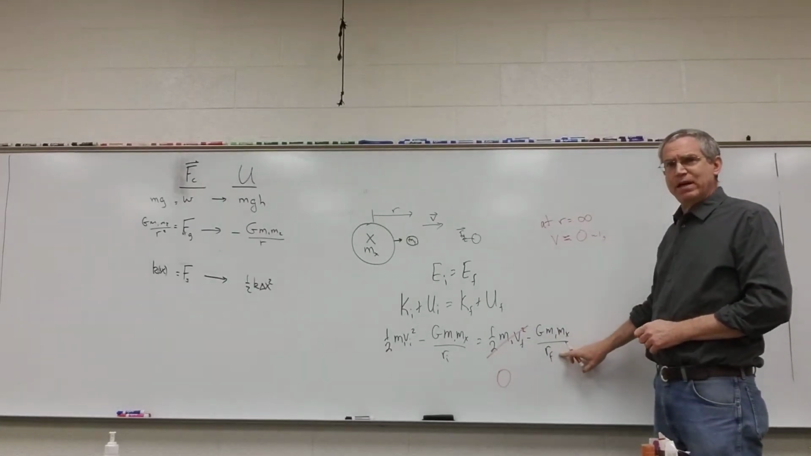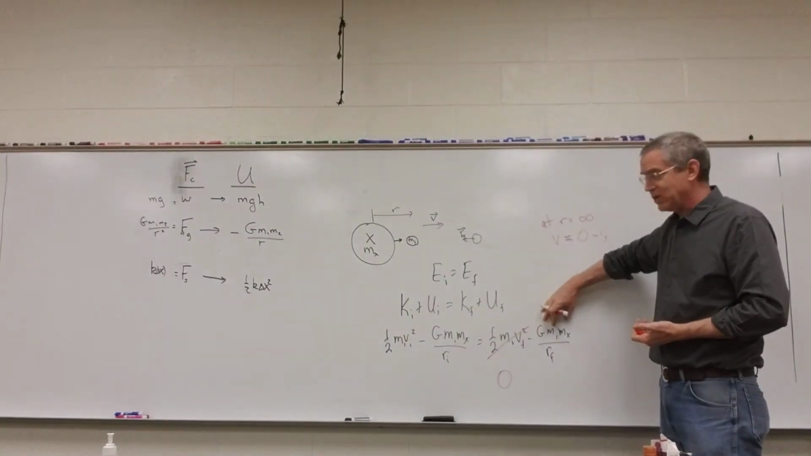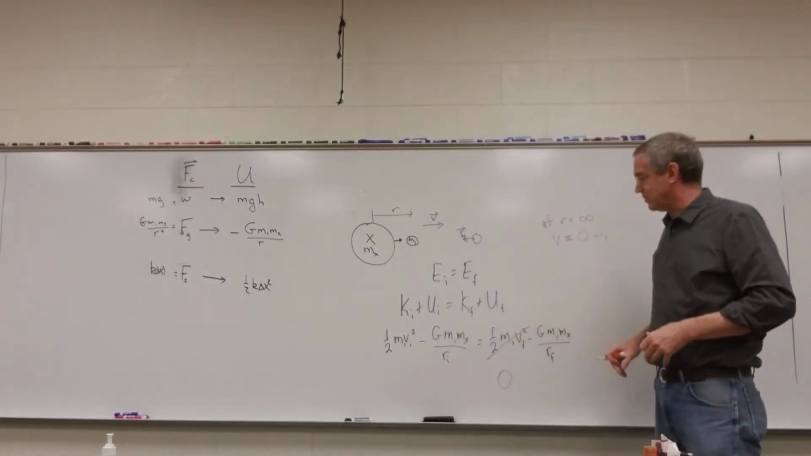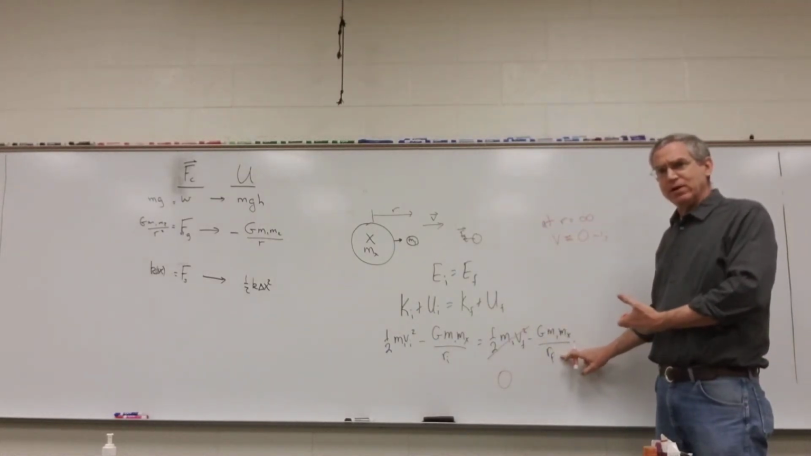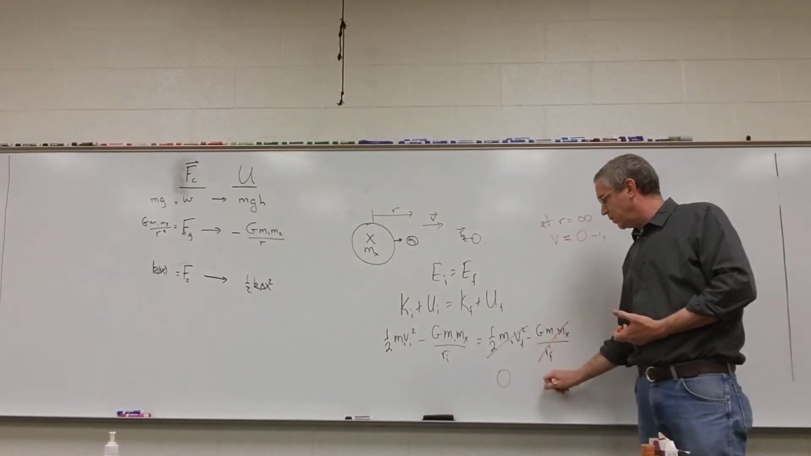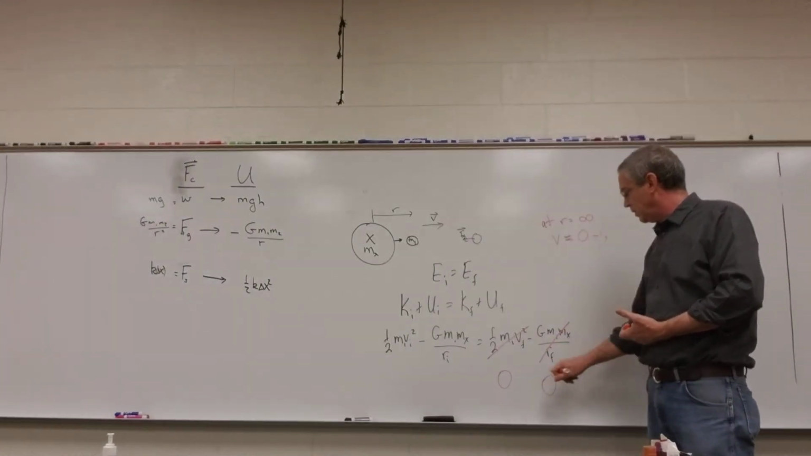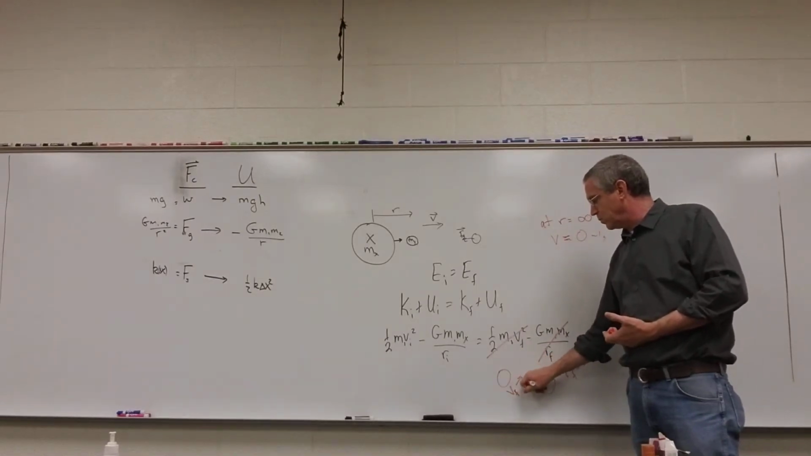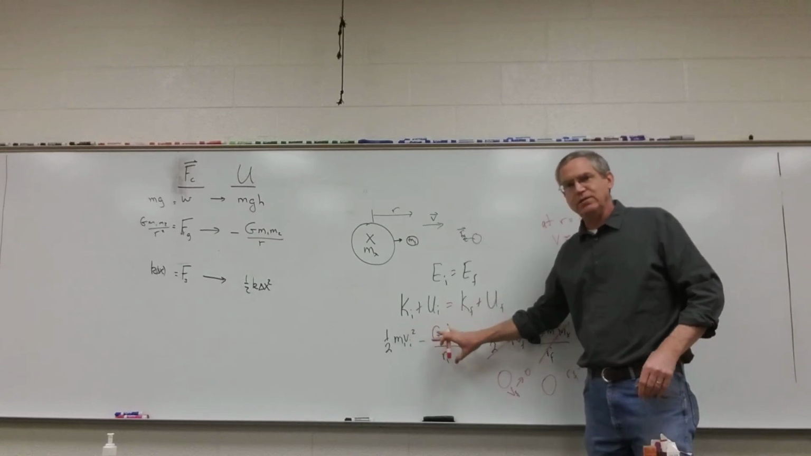Since the denominator is infinitely large, whatever's on top here, G is a constant, mass 1 and the mass of the planet are relatively constant, and so we have some constant divided by a variable. When this denominator gets infinitely large, this goes to 0, because Rf goes to infinity, and this is because Vf goes to 0. And so what we are left with is just this is equal to 0.